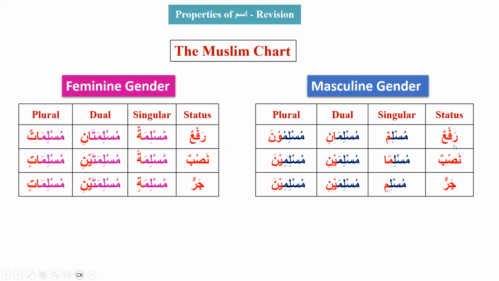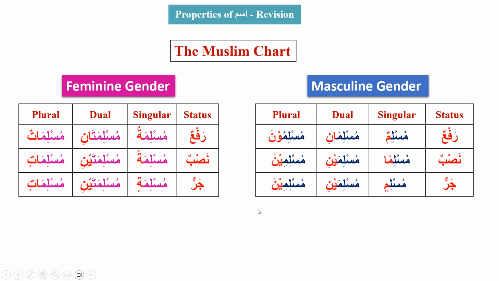And we already have revised status. The three words in the first row are all Rafa status. The second row is Nasab status, and the third row is Jar. We already know all this. Now, you see each table here, the masculine gender table and the feminine gender table, each has 9 words.